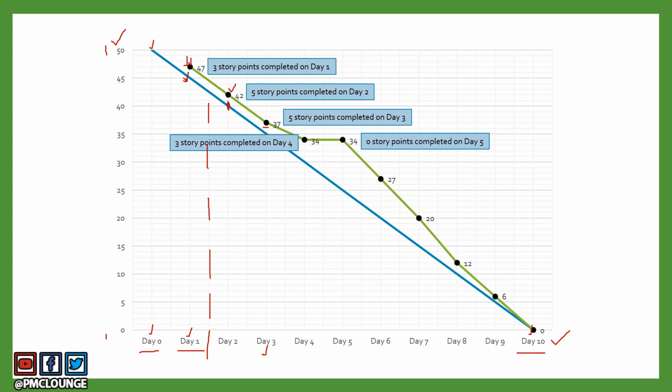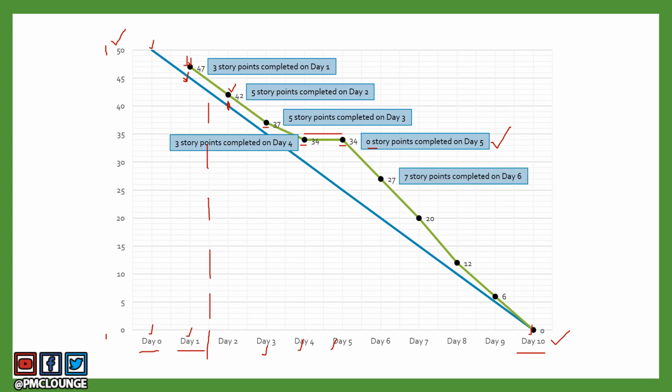Now on day 5, that was not really a good day for the scrum team, because the scrum team was not able to complete any story points. So 0 story points completed on day 5. That means there is a straight line that you see here, the green line. It remains straight because 34 story points were pending at the end of day 4, and 34 story points are pending at the end of day 5 as well.